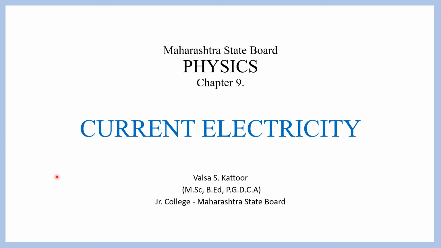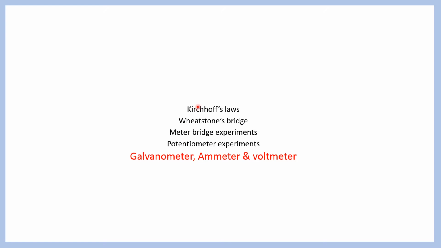So today we will continue with the chapter on current electricity, and this is the last session regarding current electricity. We have already completed the topics under current electricity, that is Kirchhoff's laws, Wheatstone's bridge, meter bridge, potentiometer, galvanometer and ammeter, also in the previous video, and today we will explain in detail about the voltmeter.